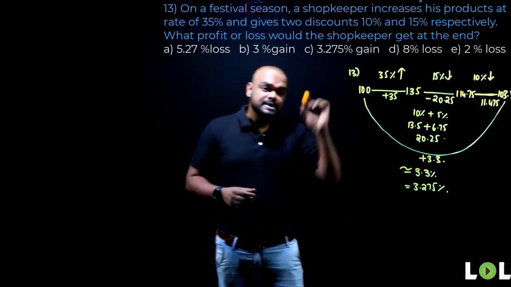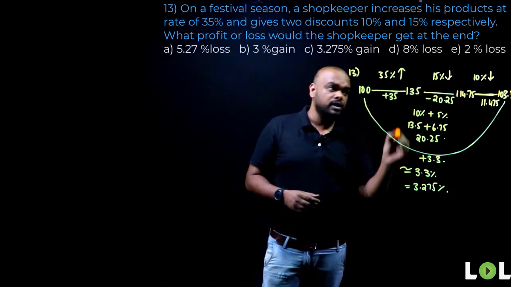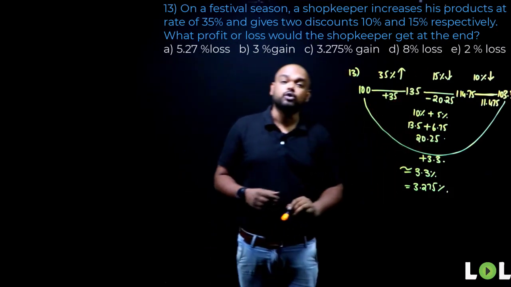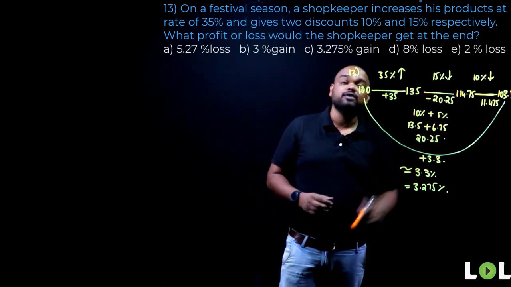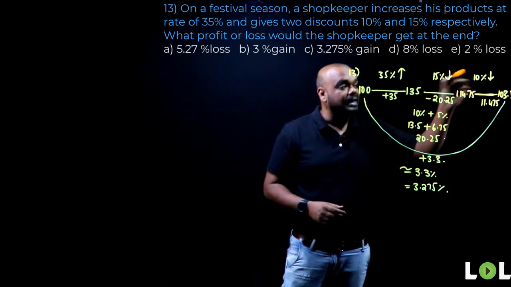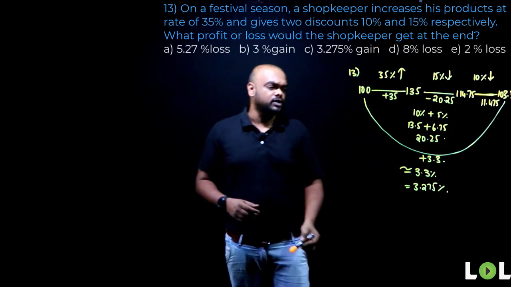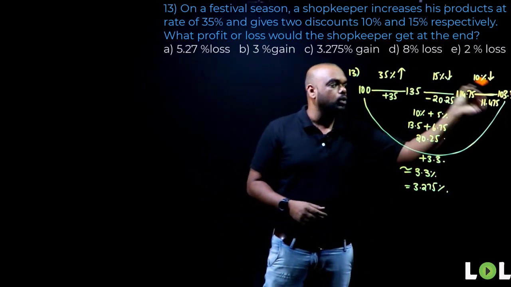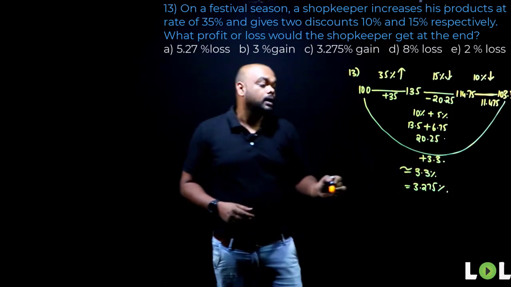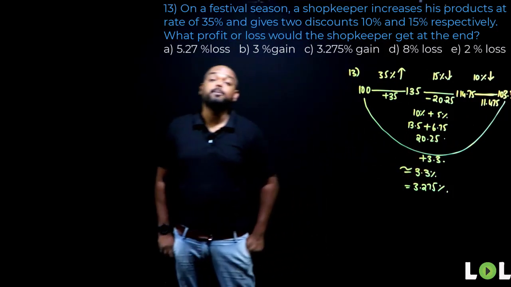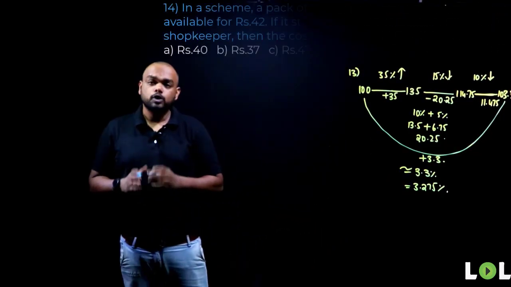I'm repeating. Start with 100. 30% increased gives 135. Then a 15% discount: 15% of this is 20.25. Discount means a minus, so minus 20.25 gives 114.75. On this, again a 10% discount: 10% of this is 11.475, and we get 103.3. So overall the change is 100 to 103, an increase of 3.3. So 3.3% profit. The closest answer is 3.275%. Exact answer, guys.